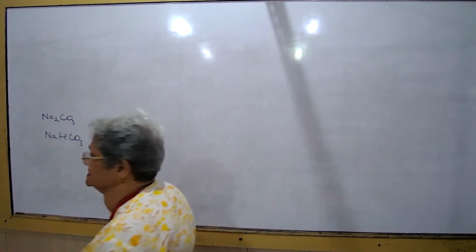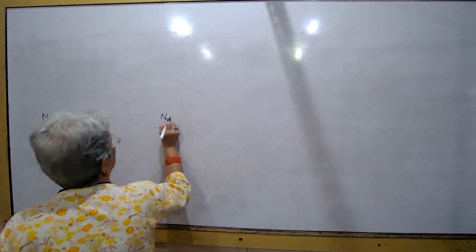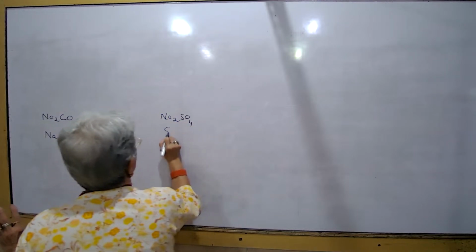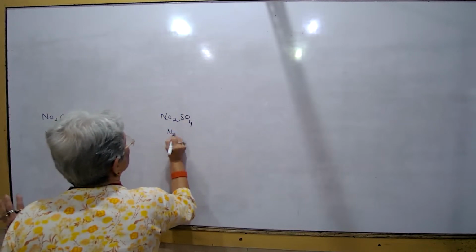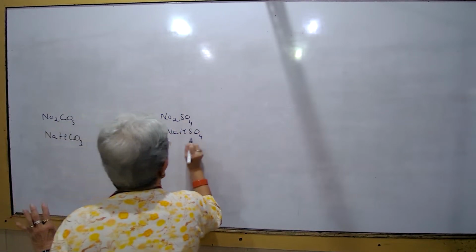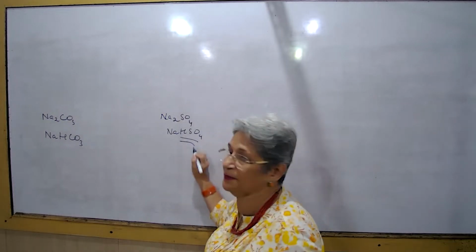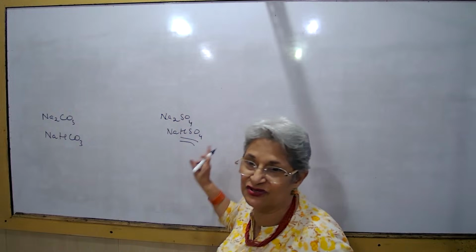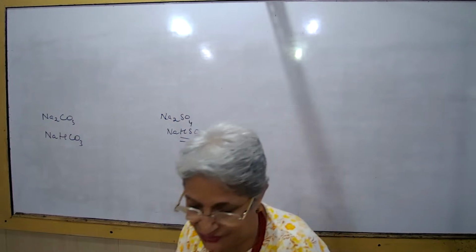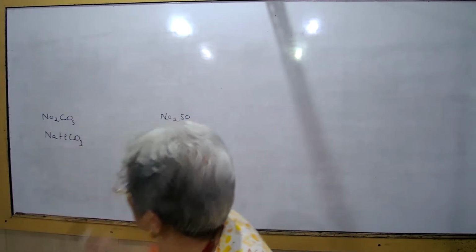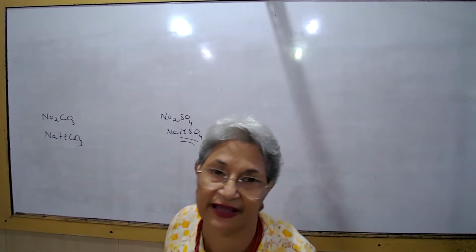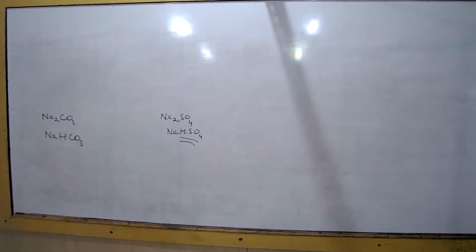Similarly here also, sulfate. Na2SO4, sodium sulfate. And you have got sodium bisulfate. Bisulfate meaning it gives you double the amount of sulfur dioxide. It gives you double the quantity. Bi meaning double. It gives you double the quantity of sulfur dioxide, double the quantity of carbon dioxide. This is used in your fire extinguishers. Fire extinguishers, you need double the quantity of carbon dioxide.